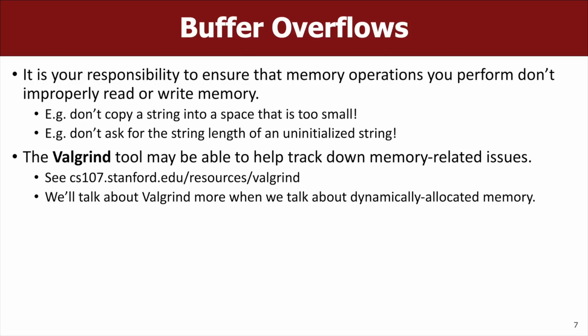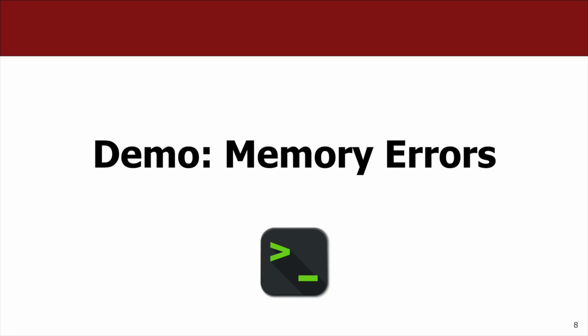Now, there's a tool called Valgrind that is helpful in potentially tracking down memory-related issues in your code. We're going to get more practice with Valgrind when we talk about dynamically allocated memory in future lectures, but I want to introduce you to Valgrind today, and you'll also get more practice with using Valgrind in labs this week. So I'd like to show you a quick demo of a program that exhibits some memory errors.